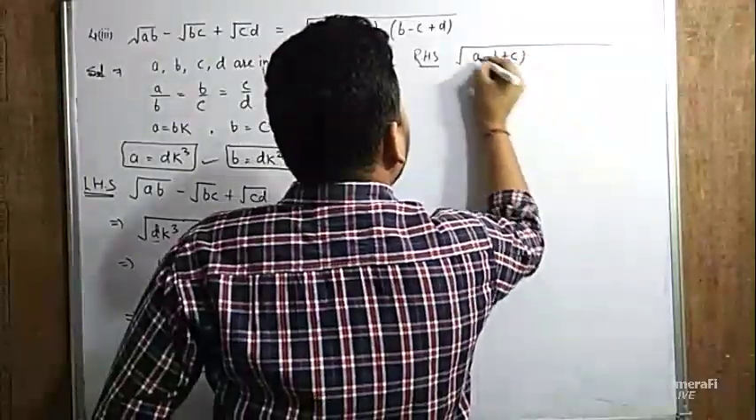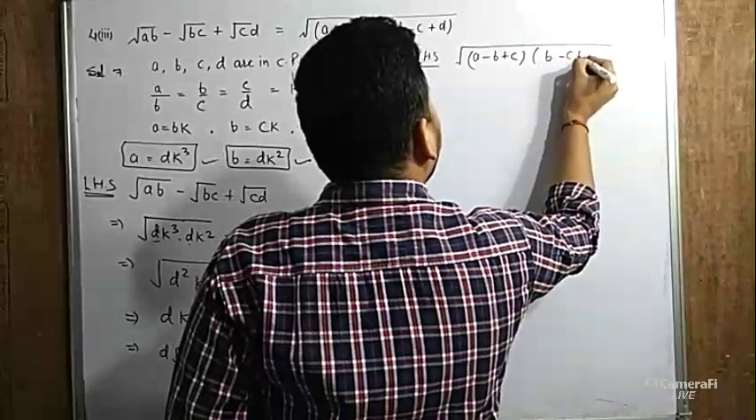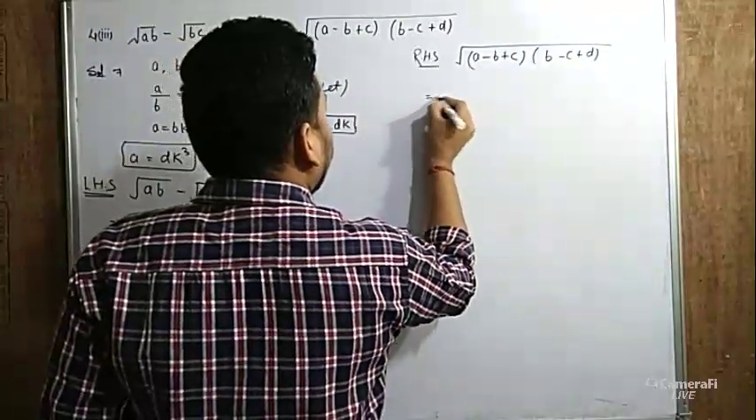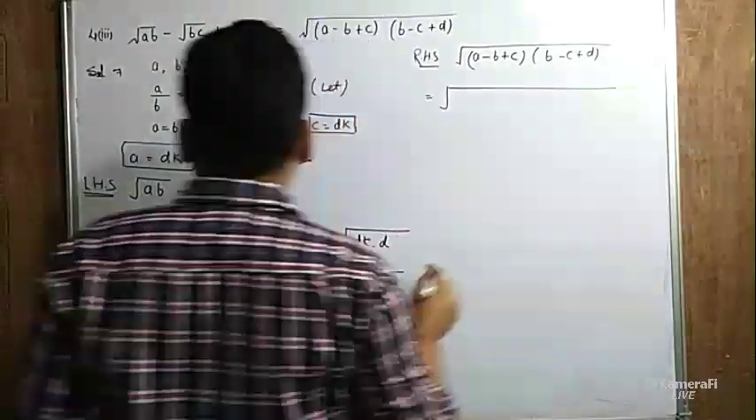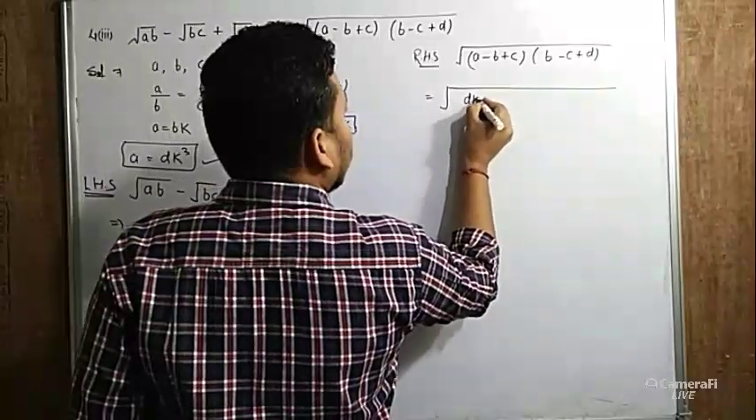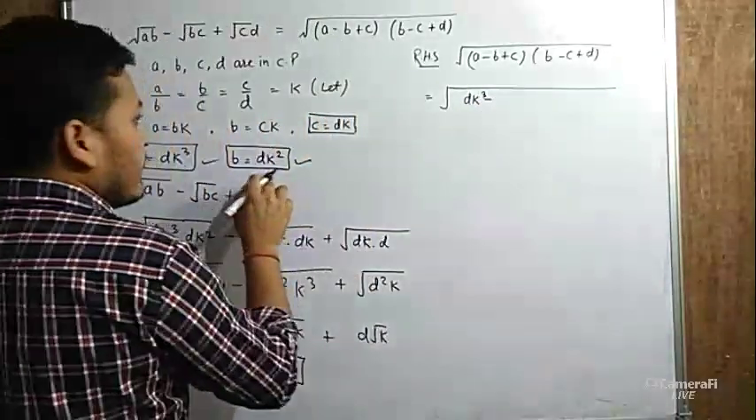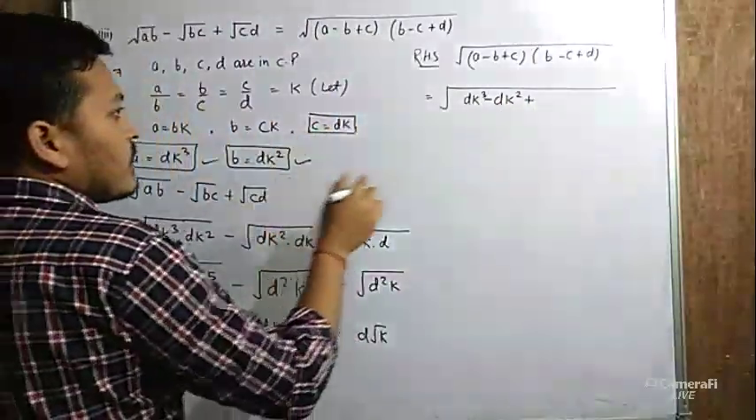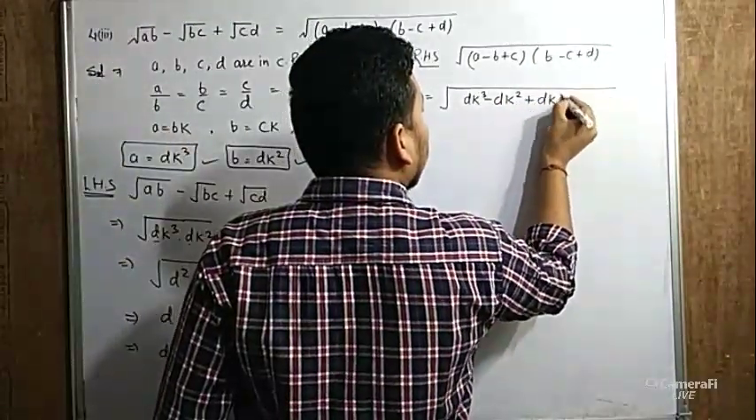A minus b plus c, and then b minus c plus d. One by one substitute the values of a, b, c, d. Taking the right hand side, what is a? A is root a. A is equal to dk cube. So dk cube minus b, where b is equal to dk square, plus c. C is equal to dk.